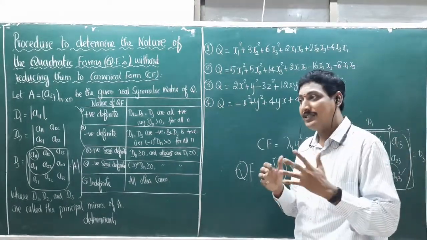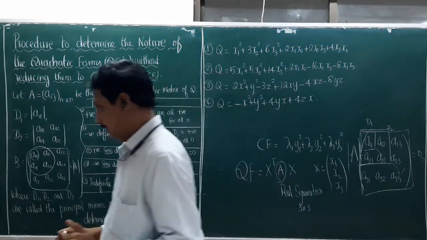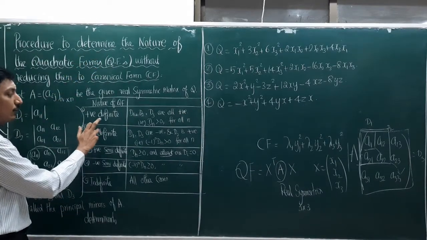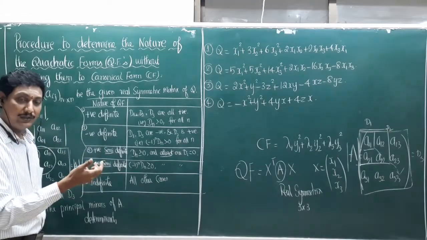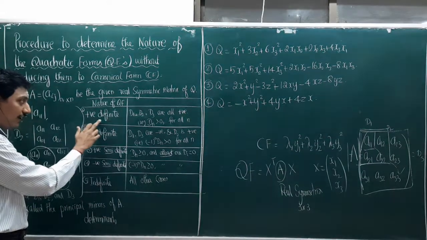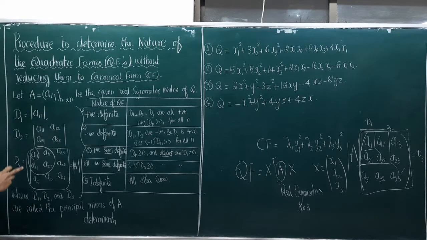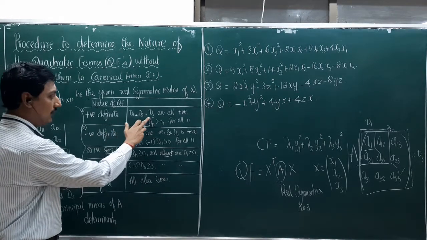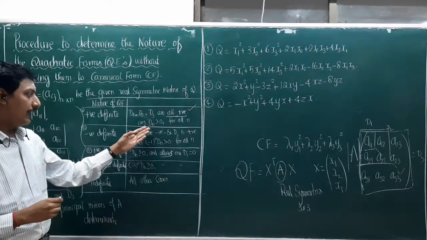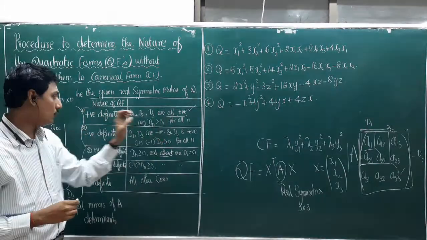Normally, the nature can be classified into 5 types. Let us see one by one. First, the nature of the given quadratic form Q is positive definite. It is countable, it is measurable, it is well defined. Positive definite means D1, D2, D3 are all positive. That is, Dn is strictly greater than 0 for all n, n equal to 1, 2, 3. All are positive: positive definite.